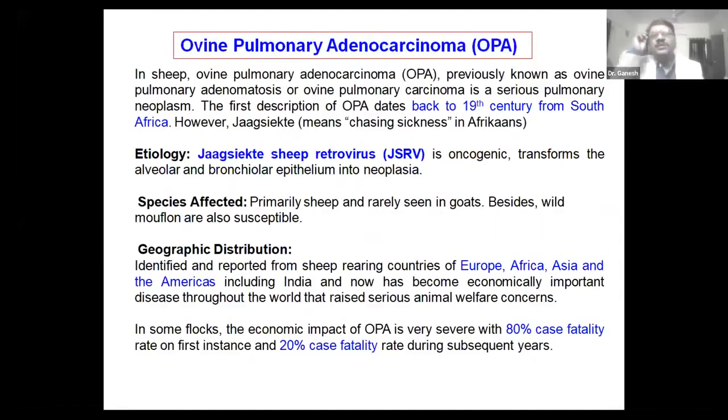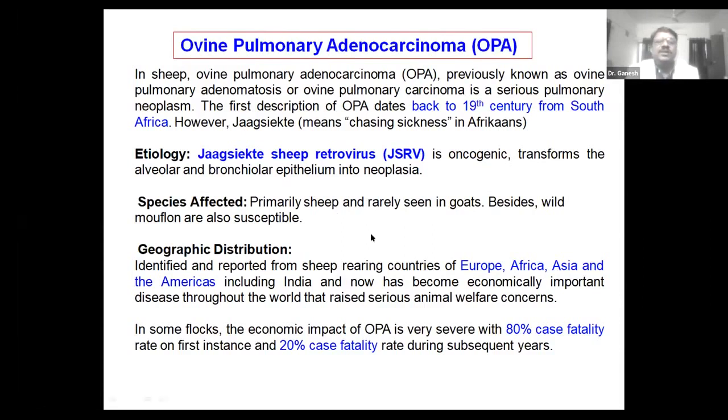Ovine pulmonary adenocarcinoma, previously known as pulmonary adenomatosis or ovine pulmonary carcinoma, is popularly called Jaagsiekte, which means chasing sickness in Africa. The etiology is Jaagsiekte sheep retrovirus, and this virus is oncogenic and transforms the alveolar and bronchiolar epithelium into neoplasia.